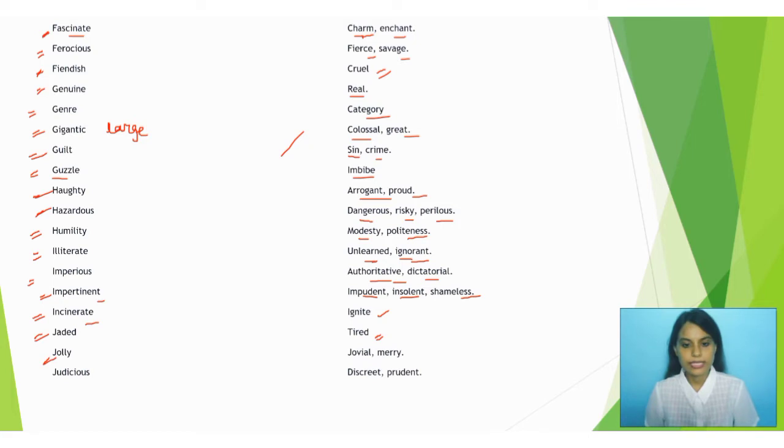Jolly means quite like a person who loves talking. Candid, frank, jovial, merry. Judicious, like prudent. Judicious means the best utilization, like prudent, discreet.